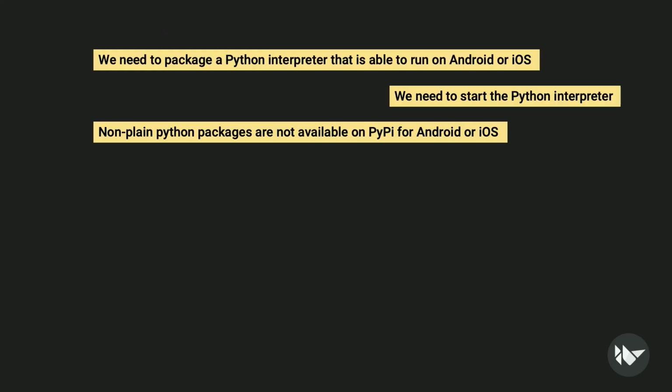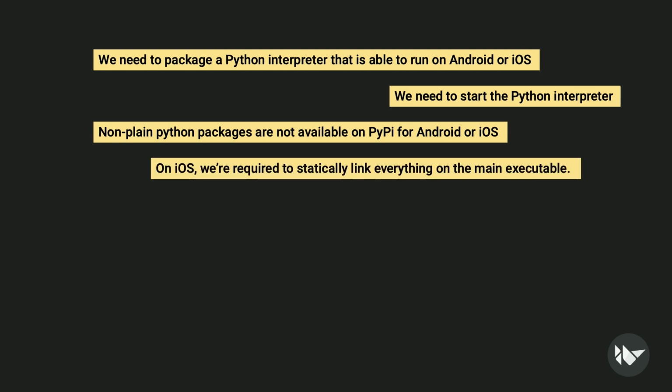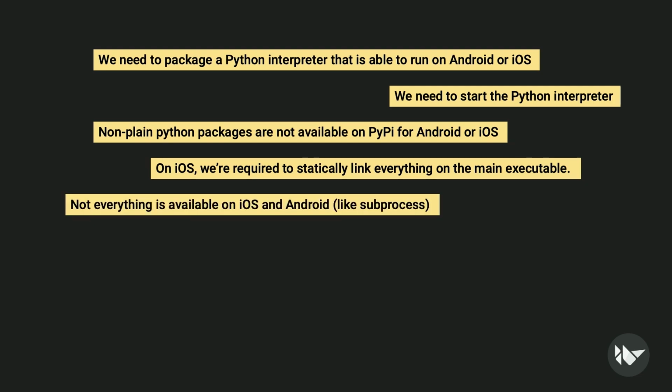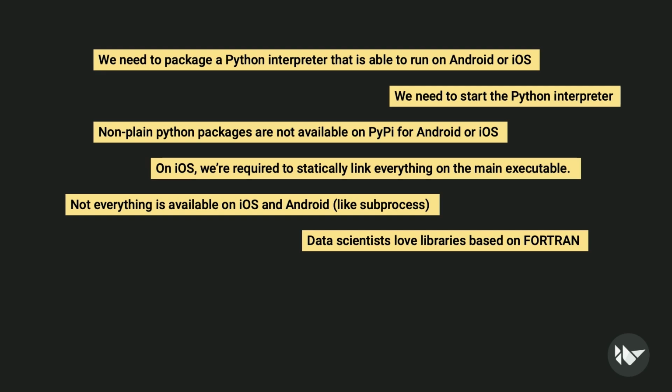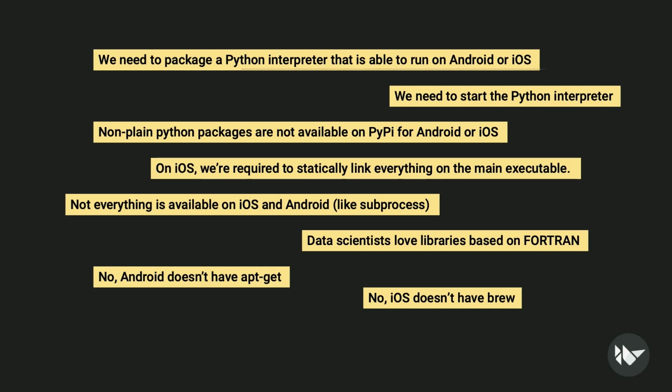Non-pure Python packages are not available on PyPI for Android or iOS. And on iOS, at least for our implementation, we are required to statically link everything into the main executable, and not everything is available on iOS and Android. Like subprocess, for example. You can't use subprocess on iOS. And data scientists, how many are there? Oh, great, only one. Love libraries based on C and Python. I don't know why. And no, Android doesn't have apt-get, and no, iOS doesn't have brew. So you can't just brew install something on your iOS device, and many, many more.